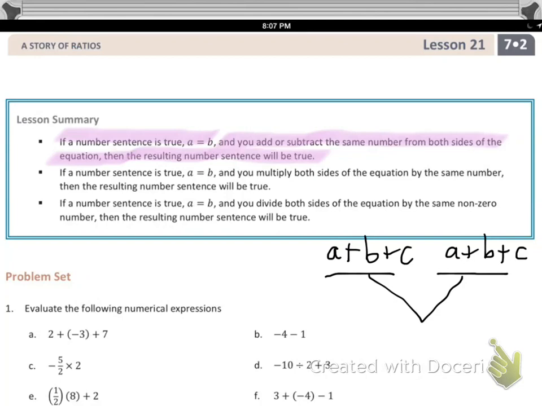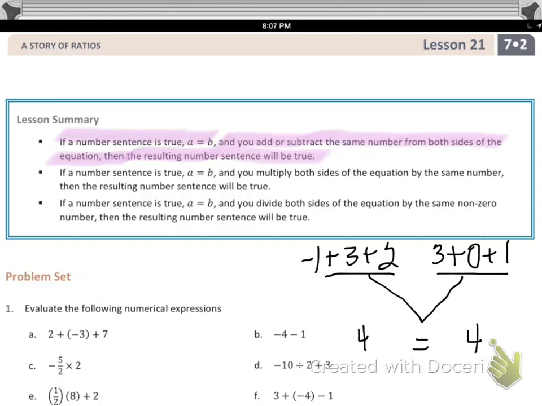So whatever I add to either side, and for example, if we don't use A, B, and C, we could just use integers like they actually did in this lesson. Let's say we had -1 plus 3 plus 2. What do we have there? We have 4 as a total. Maybe on this side we have 3 plus 0 plus 1. So both sides equal 4. Therefore they are equivalent, or they are balanced. They equal each other.